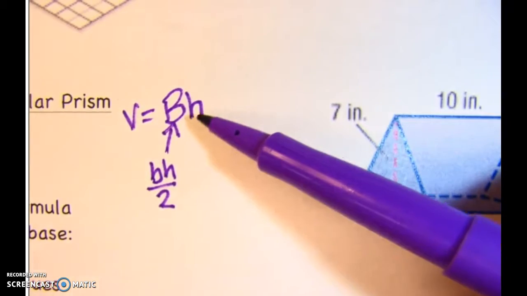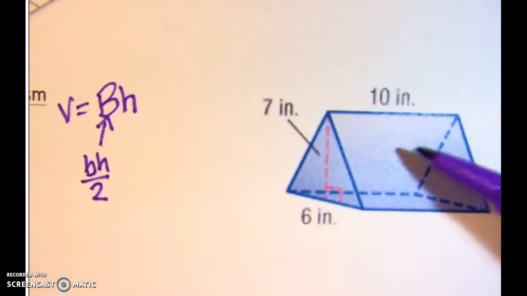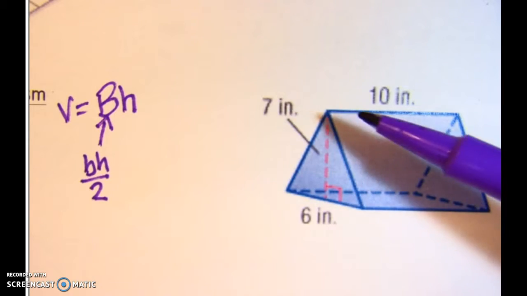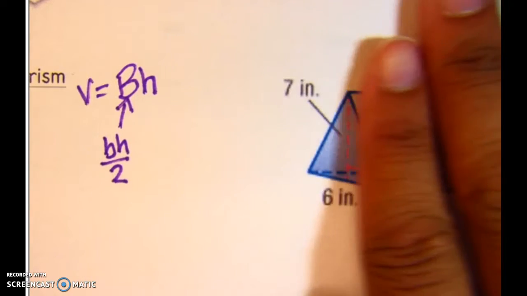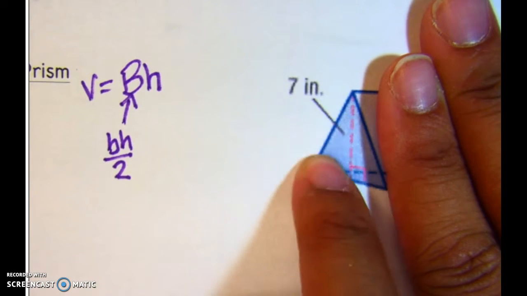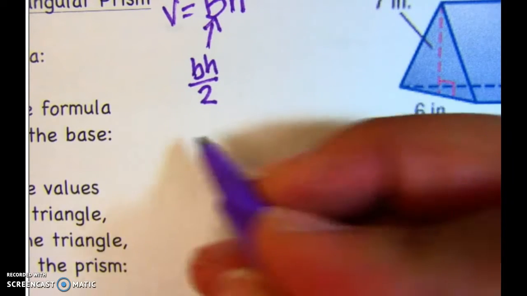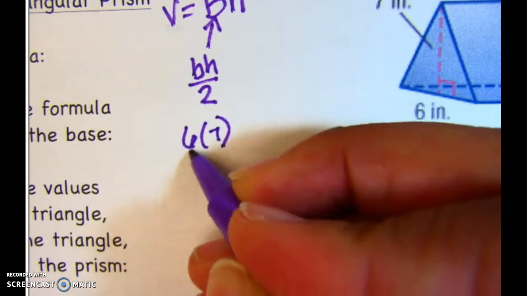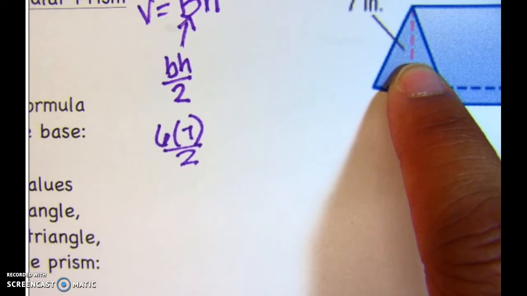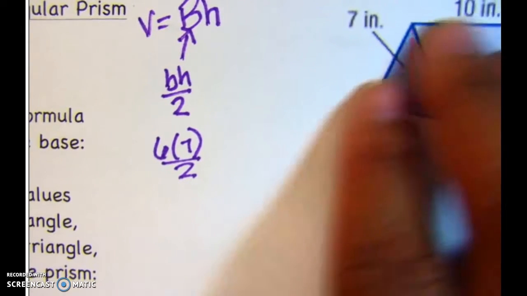Now this may be confusing because I'm saying base and height here, and I'm saying base and height here. This is talking about the prism, the bottom, the base, and the height of the prism. This base and height is just talking about the triangle. The triangle has a base and a height. And I'm going to use those to find the area of this triangle. So let's do that. The base is 6, the height is 7, and I'm going to divide by 2. That's how to find the area of this triangle. Once I get that, I'm going to multiply it times the height of the prism to get the total volume.